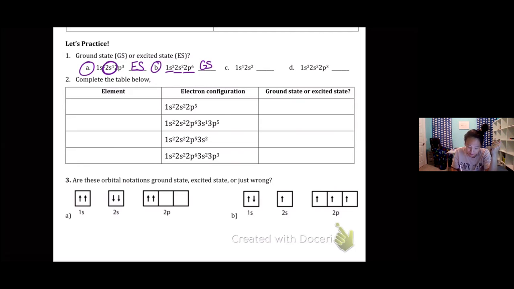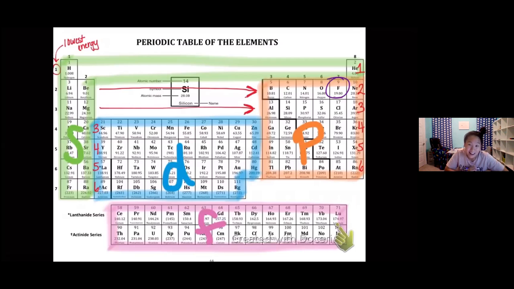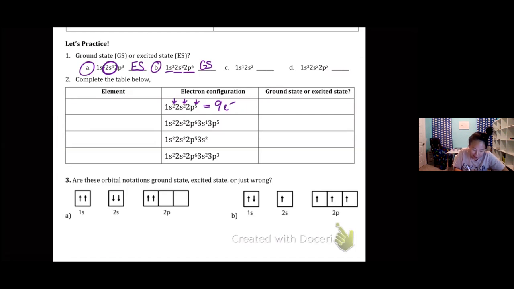So let's look at some other examples. Let's look at this one right here. It wants to know the element as well as if it's ground or excited state. The first thing I'm going to do is count the superscripts to know what element it is. So 2, 2, 5 is a total of 9 electrons. According to my periodic table here, 9 electrons is fluorine. So I'm just going to write F for fluorine for short. And I'm going to check, does everything look right? 1s2, 2s2, 2p5. Everything seems filled correctly. So ground state it is.